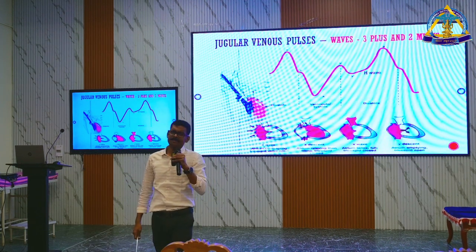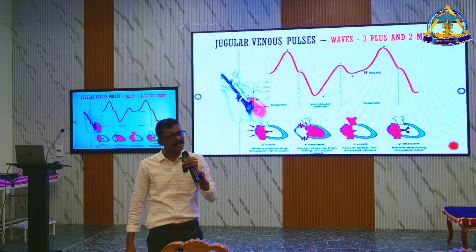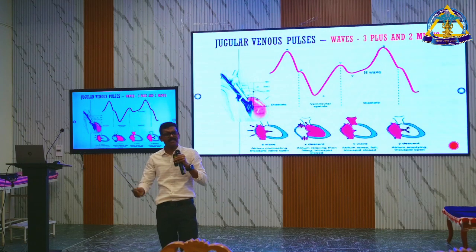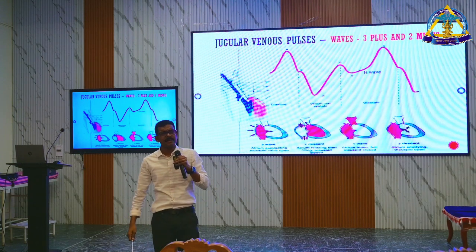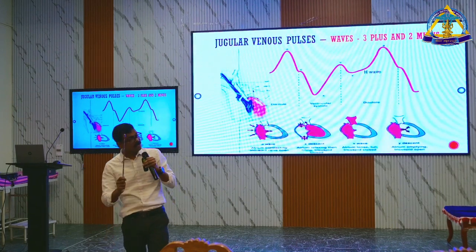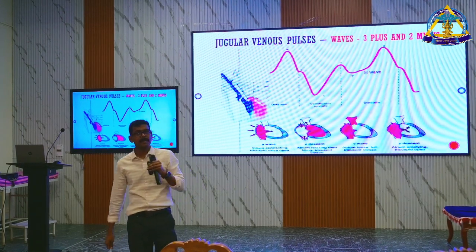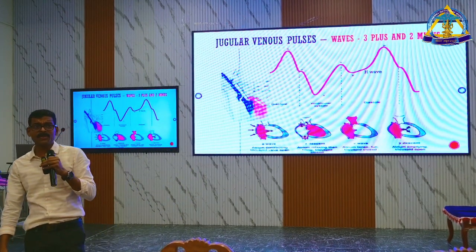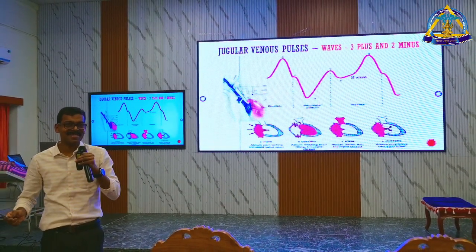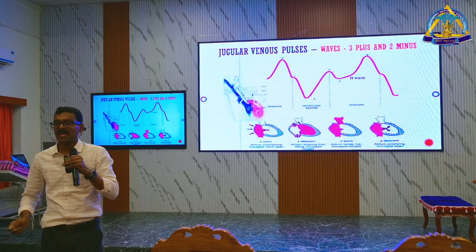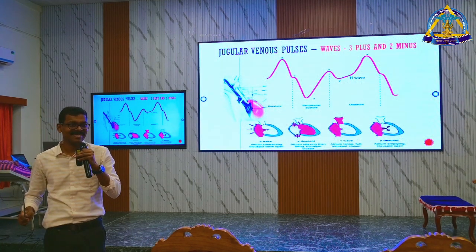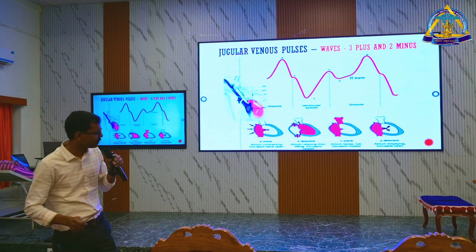Atrial systole, A. Atrial relaxation, X. C wave due to tricuspid valve closure. C you forget because you don't see it. Then V wave. Ventricular systole. V stands for ventricular systole, not venous filling. Then Y is atrial emptying. Remember this, then you will know all the conditions related to JVP problems. If you remember this properly, the puzzle is solved. You are done with it. Fine.